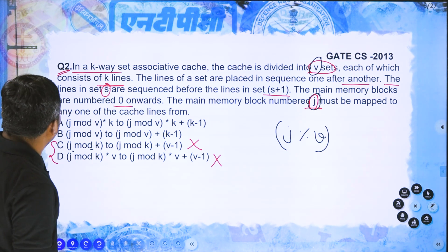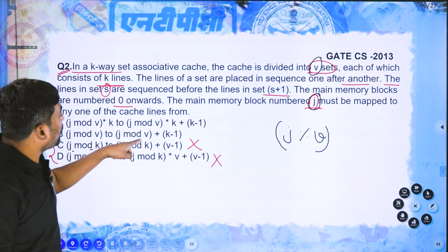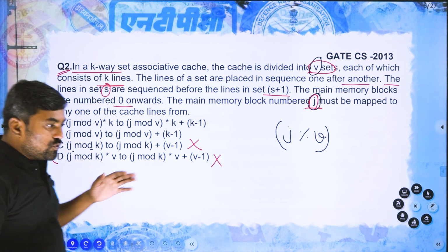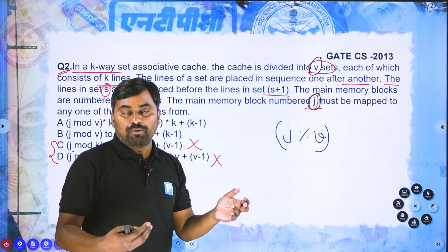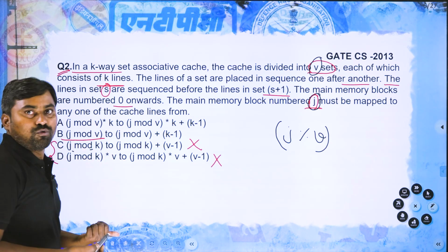Then look into option B. J modulo V is correct, plus K minus 1 is there. But you know what I said: to get the range, something you have to multiply. This J modulo V gives the set number only.